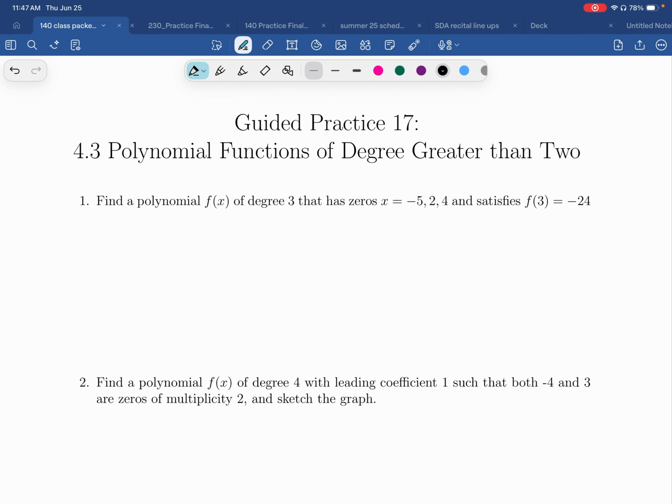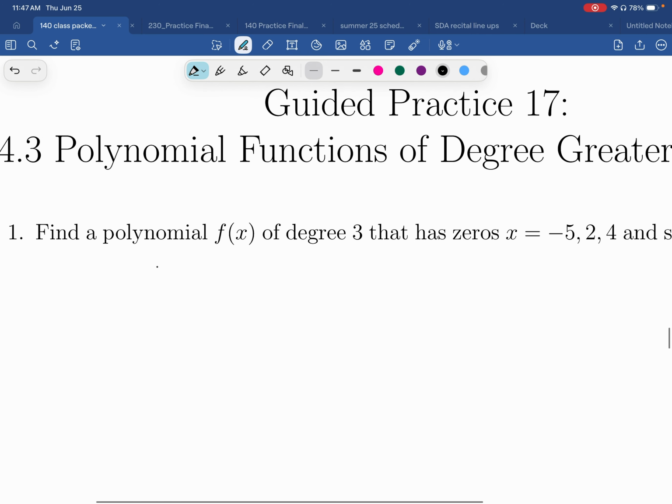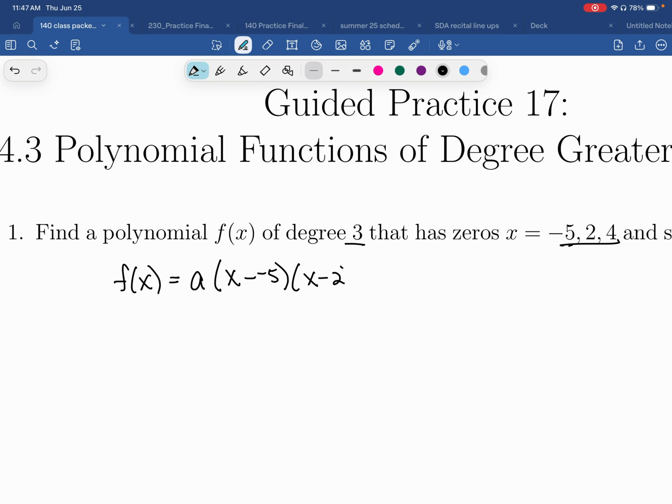So we're going to find the polynomial of degree 3 that has zeros x equals -5, 2, and 4. And then we're going to find that a value by using that f of 3 equals -24. We are starting off with our format. We have degree 3, and I have 3 different zeros. So that means our f of x is going to be equal to some value a, which I will find in a minute, times x minus each of those zeros: x minus -5, x minus 2, and x minus 4.